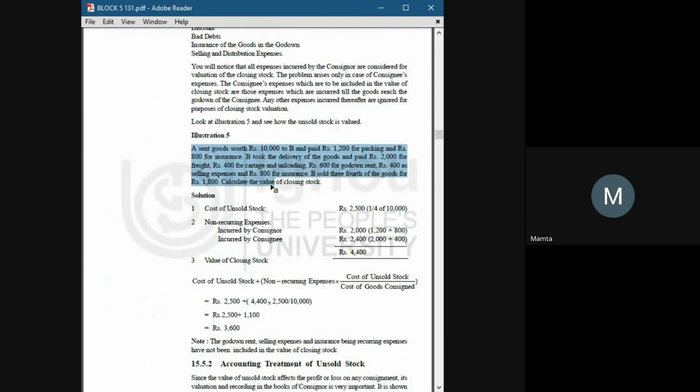Just read it from here. A sent goods worth rupees 10,000 to B and paid rupees 1,200 for packing and rupees 800 for insurance. B took the delivery of goods and paid 2,000 for freight, rupees 400 for cartage and loading, rupees 600 for godown rent, rupees 400 as selling expense, and rupees 800 for insurance. B sold three-fourths of the goods for 1,800 rupees. Calculate the value of stock.